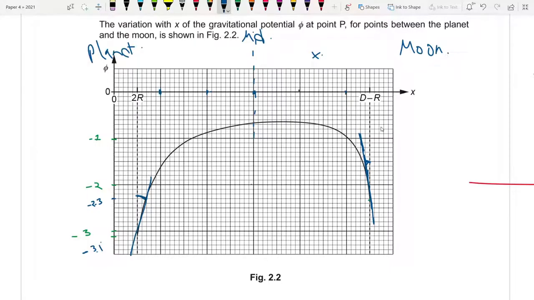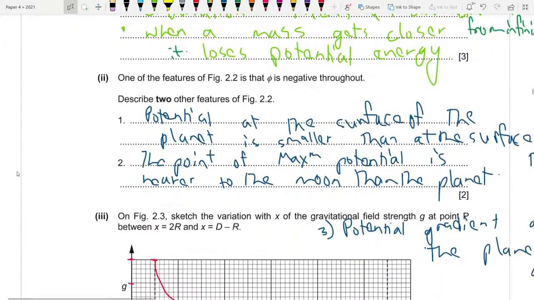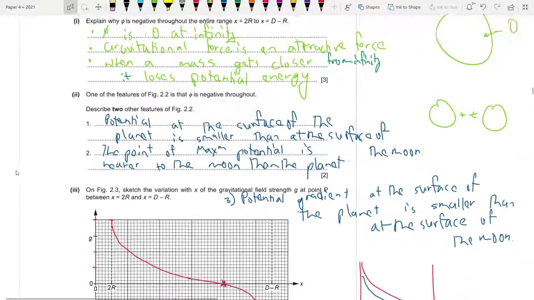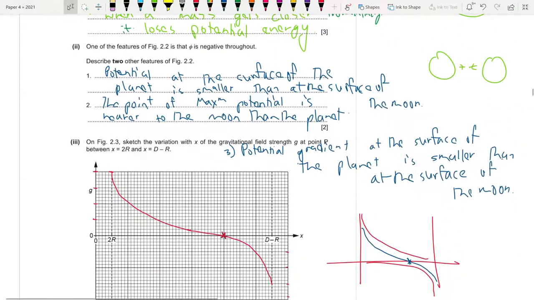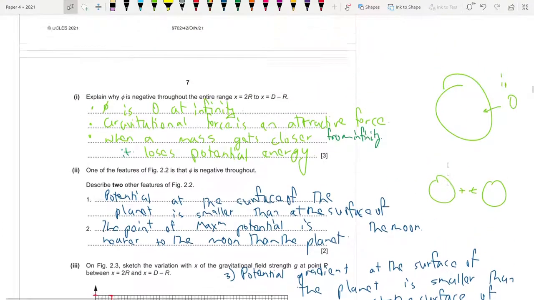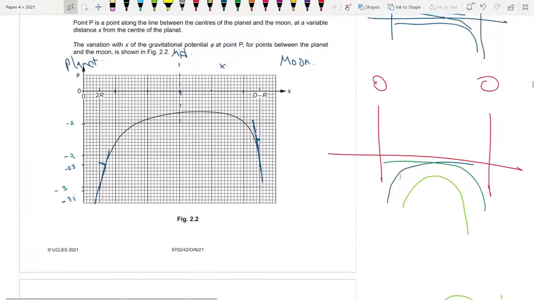So the field strength is actually steeper at the surface of the moon, or you could say that the potential gradient at the surface of the moon is greater than at the surface of the planet, or vice versa. The potential gradient at the surface of the planet is smaller than at the surface of the moon. That's what they wrote, okay? You could also go the other way around, it's fine.